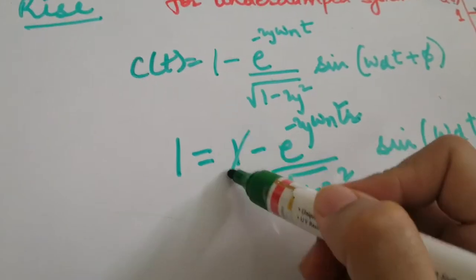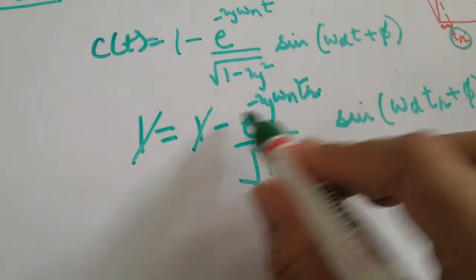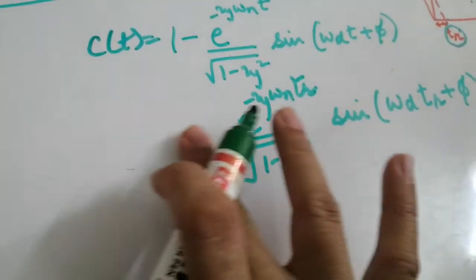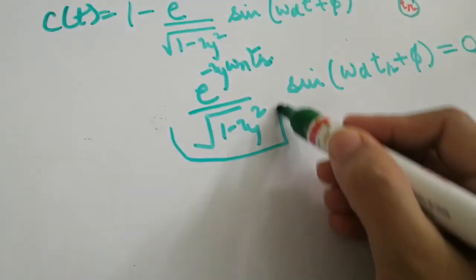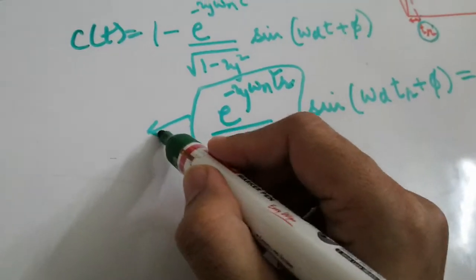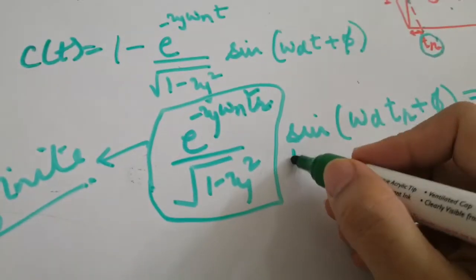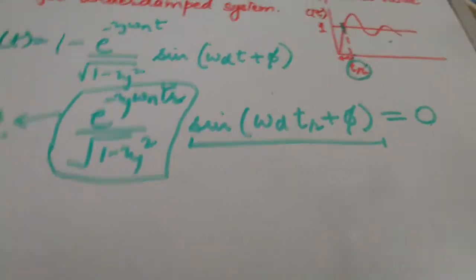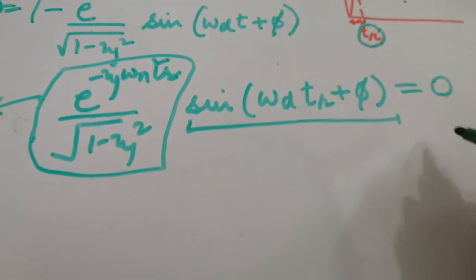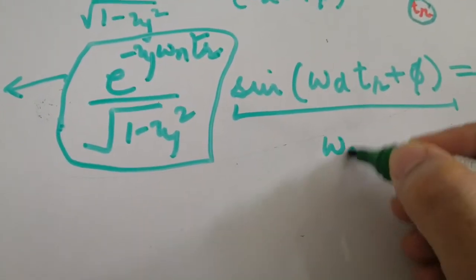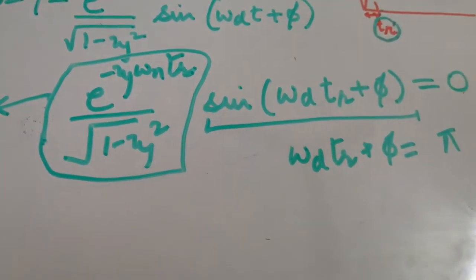So now this cancels out and we are left with this thing equal to 0. I am equating this thing to 0, and we always know that this exponential function is always a finite value. So now I am left with this. If you all remember from your plus 2, the actual output that we are going to get from the trigonometric relations will be omega d TR plus phi equals pi.